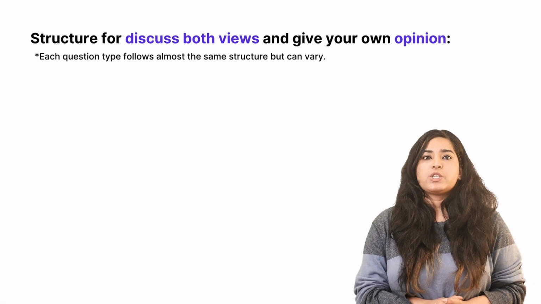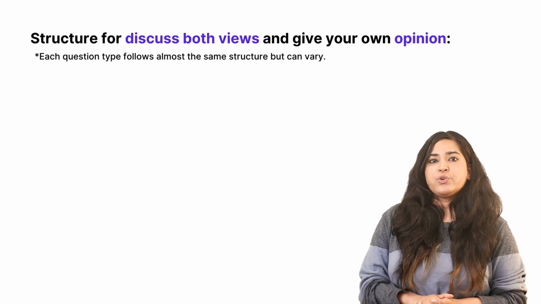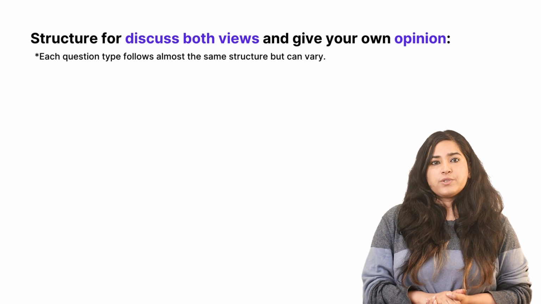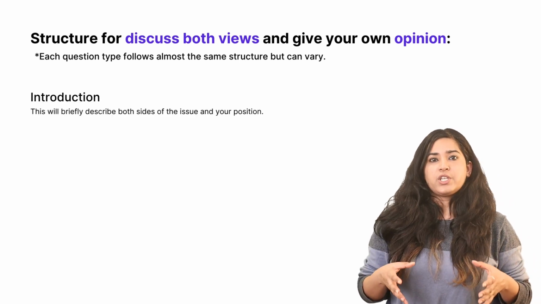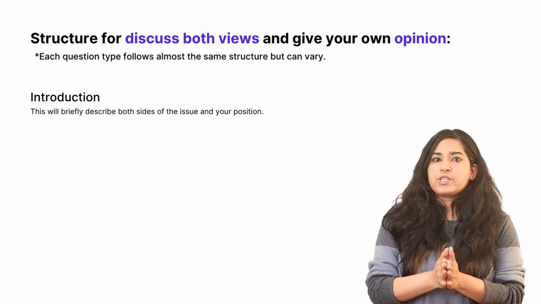As we saw in the last lesson, we know that there are 5 main question types that we could face for this task. Each question type follows almost the same structure, but it also varies a little bit too. When it comes to questions where you have to discuss both views and give your opinion, a structure you could follow is a 5-paragraph essay, where the paragraphs are as follows. First paragraph would be your introduction. This will briefly describe both sides of the issue and your position.